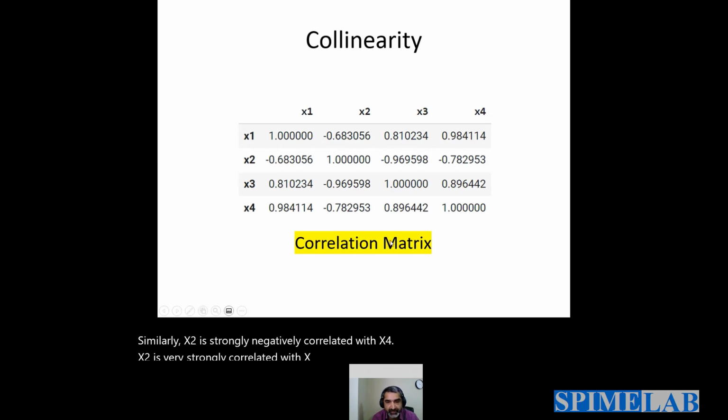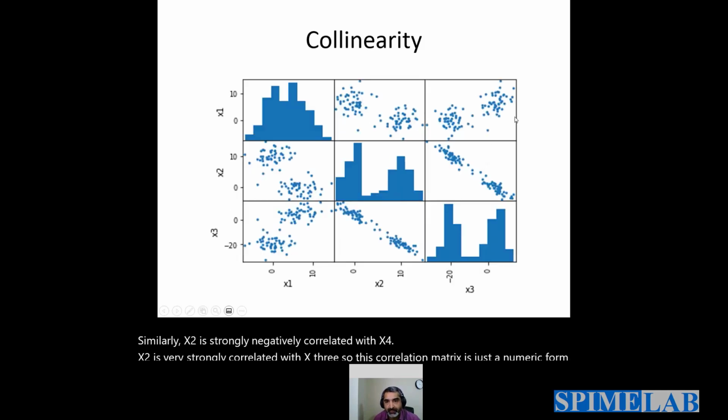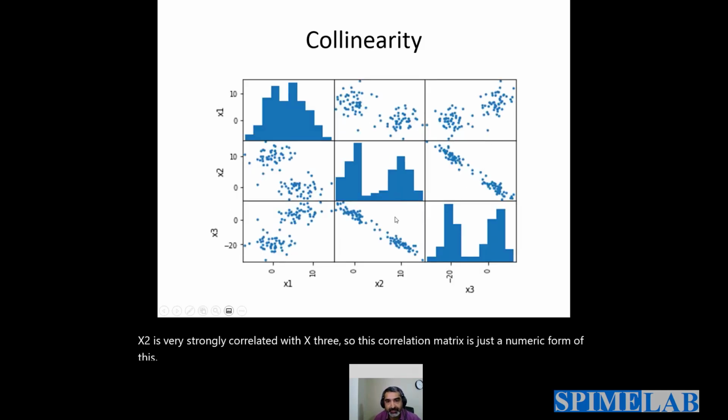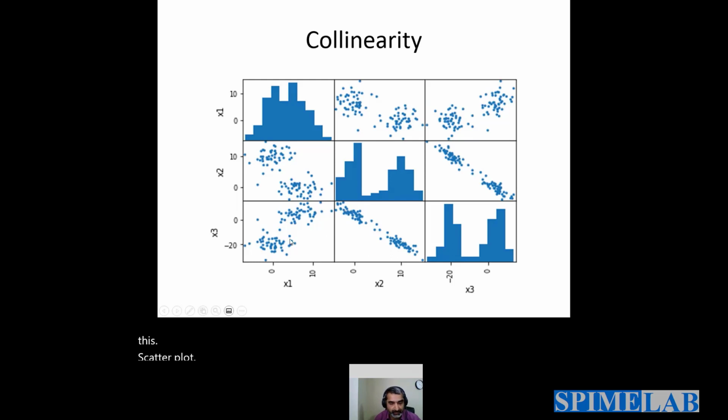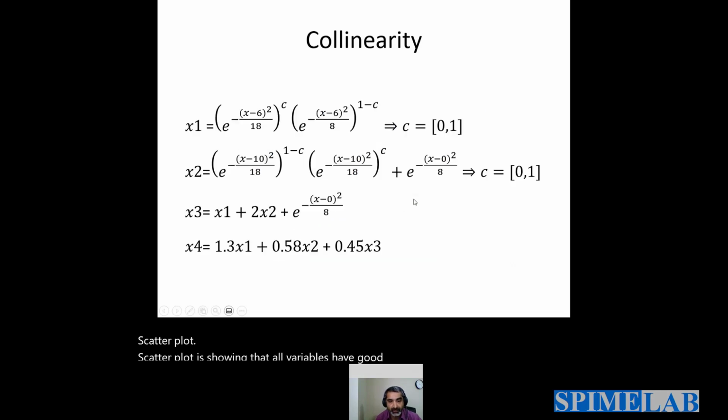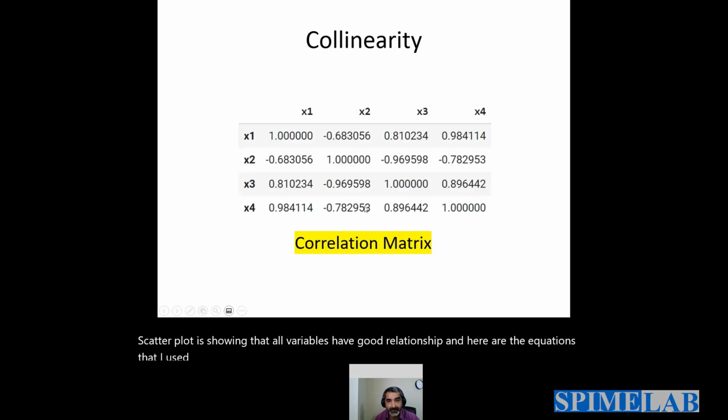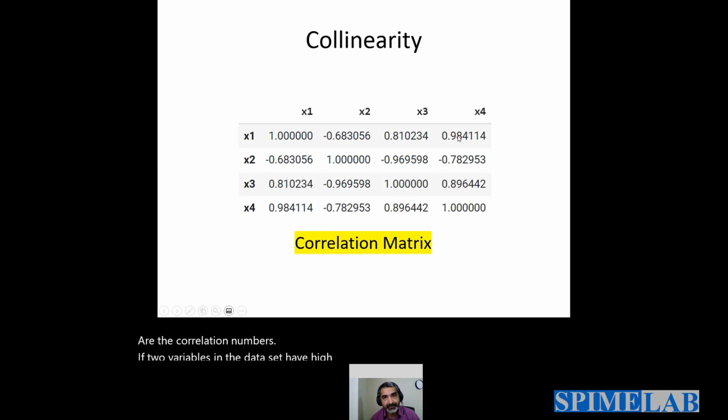So this correlation matrix is just a numeric form of this scatter plot. Scatter plot is showing that all variables have good relationship, and here are the equations that I used to generate this data, and these numbers are the correlation numbers. If two variables in the data set have high correlation, that situation is referred to as collinearity.